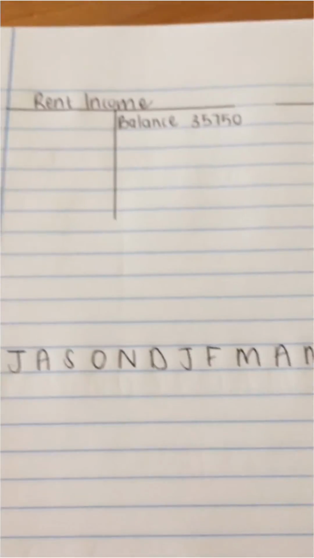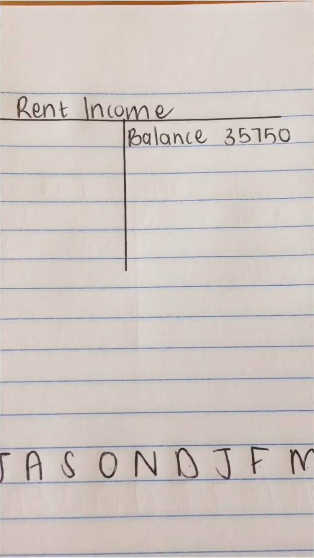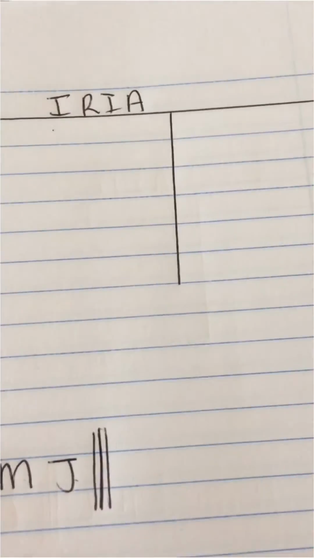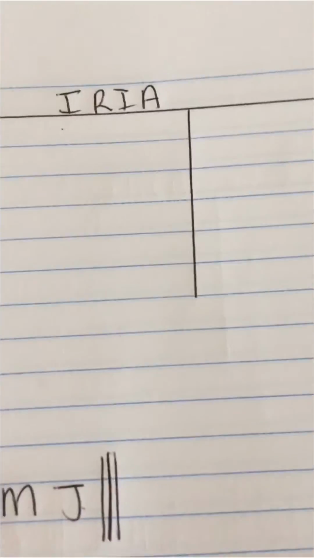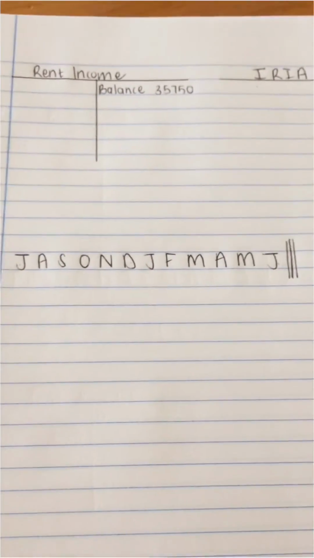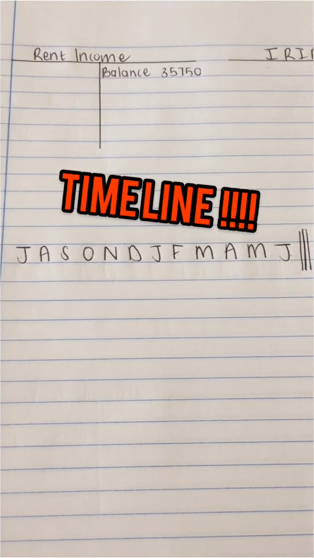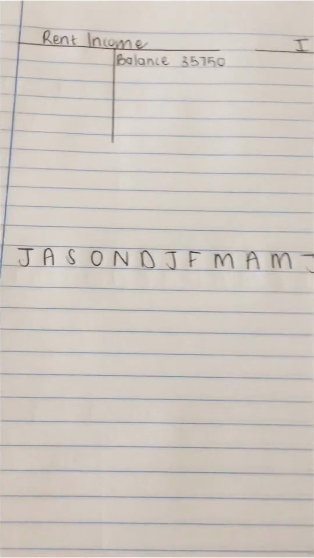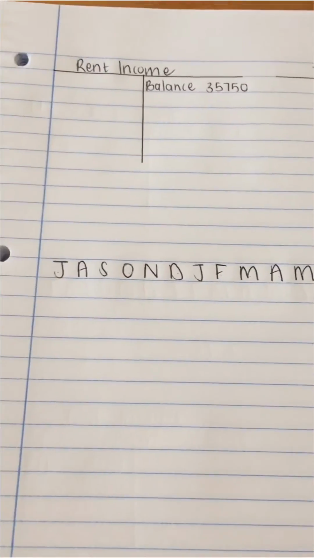So I've got my account for rent income with my balance and I've got my income received in advance account. Well, I know it is that, but it could have been accrued income. So what I do need is my timeline. Okay, very important. I can draw a whole picture on my timeline and you're supposed to understand.